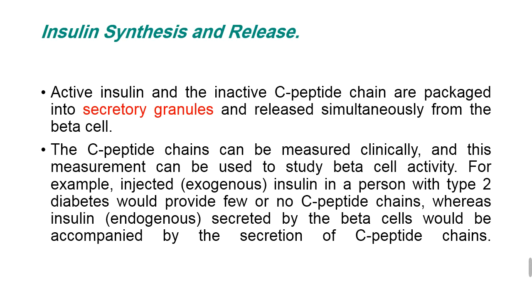When we inject insulin into a person with type 2 diabetes, this injection contains the active insulin only. So, if we measure the insulin and C-peptide, there will be few or no C-peptide chain, whereas insulin which is endogenous, secreted by the beta cells, would be accompanied by secretion of C-peptide chain. What does this mean? This means that when we need to measure the beta cell activity and the presence of endogenous insulin that our body produces, we will measure the C-peptide chain. If it is present in a normal concentration, that means the beta cells are actively producing insulin and secreting it into the circulation.